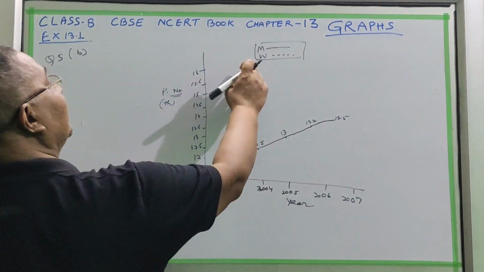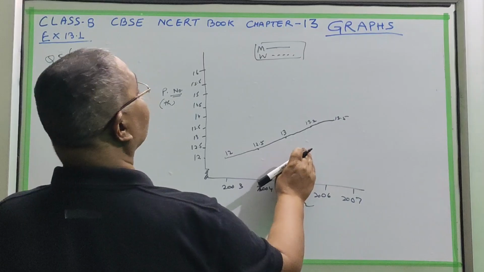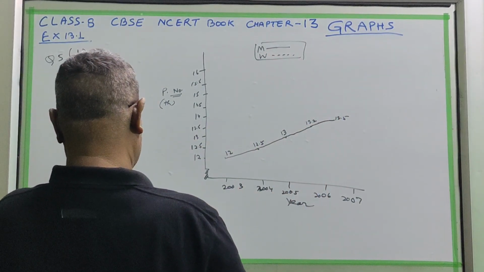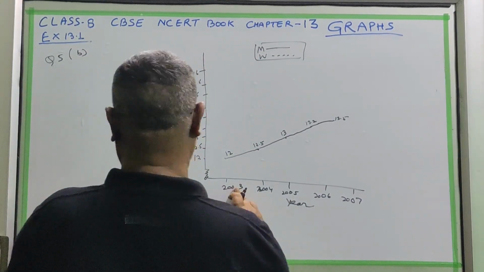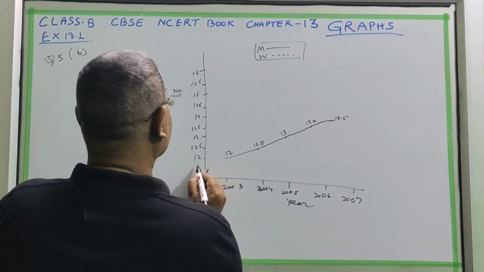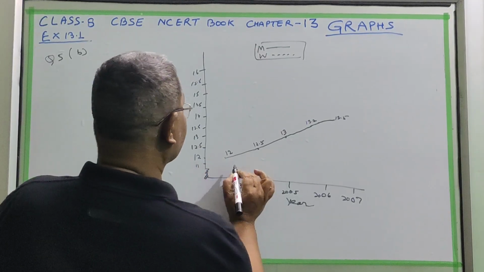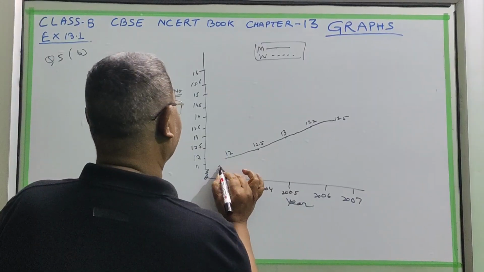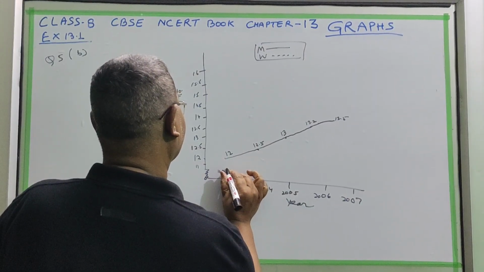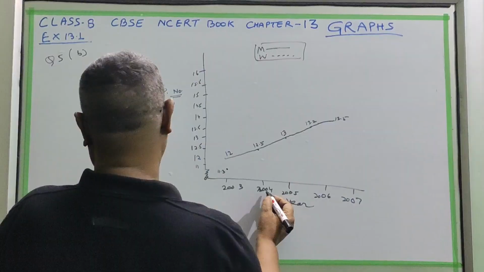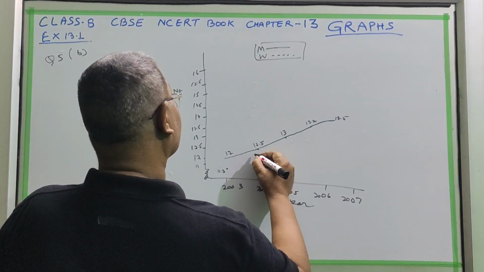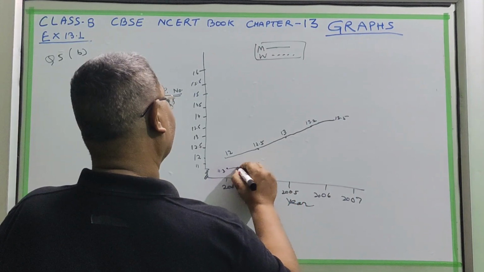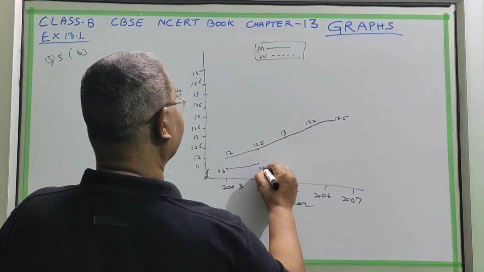Year and numbers are there, but here man and woman both you have to show. So in that case you take man as the dark line, woman as the dotted line. Okay, now in 2003 women were 11.3, so here it will be suppose 11.3. Okay, 11.3 is here. Then 11.9 you have to take. So 11.9 is here.